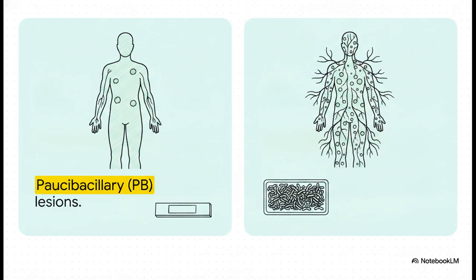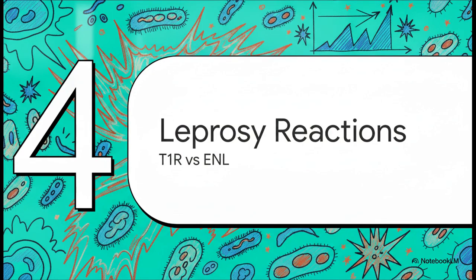On the flip side, multibacillary, or MB, means 6 or more skin lesions, more than 1 nerve involved, and a positive slit skin smear. You absolutely need to know these exact cutoffs for your exams. Moving right along to Section 4, Distinguishing Leprosy Reactions.